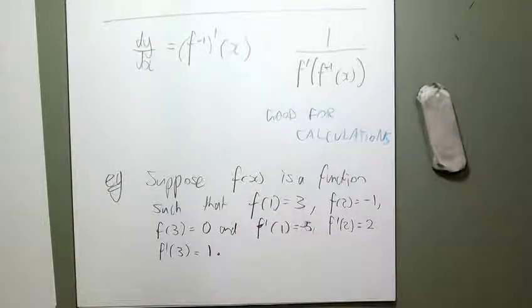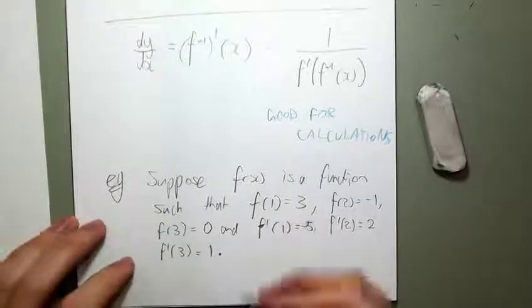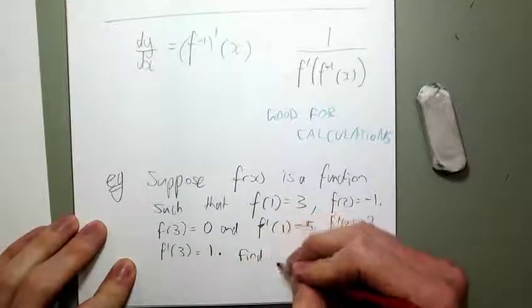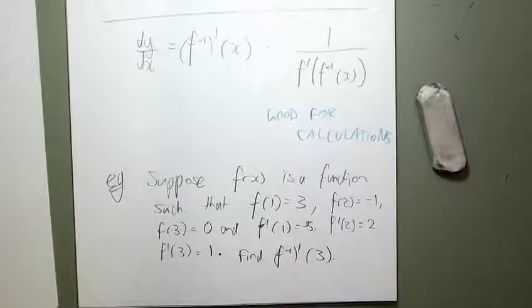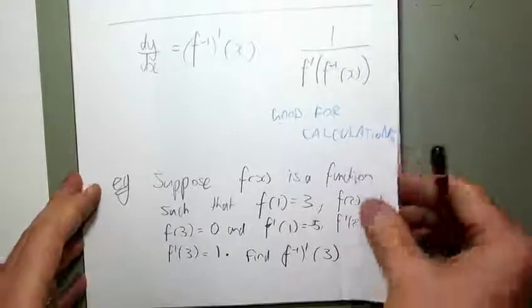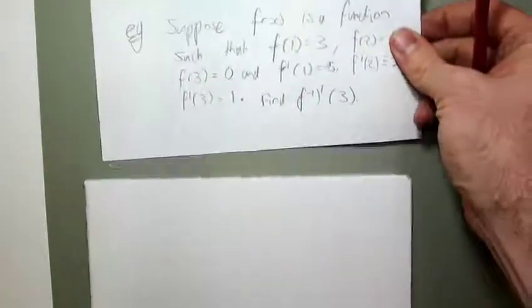Okay, so we've got this information. f of x is a function such that all of those things are true. Find f inverse dashed of 3. That's my example problem. It's a classic assignment question. Not so sure about exam questions, but it's a pretty good exam question.